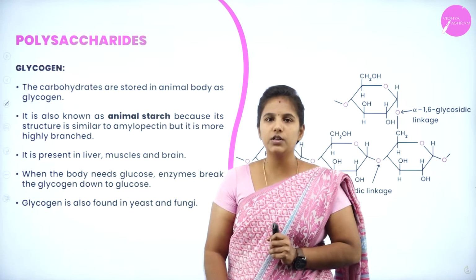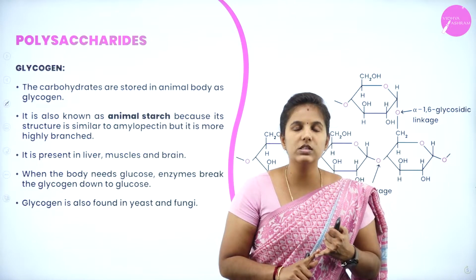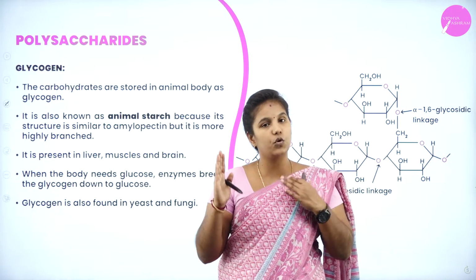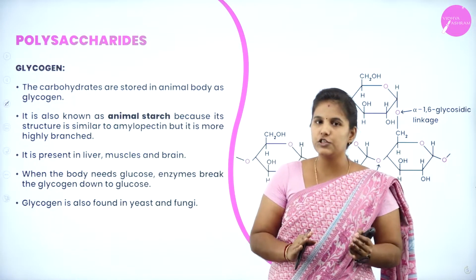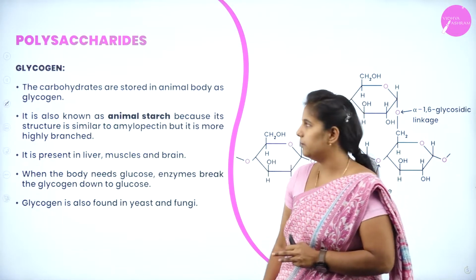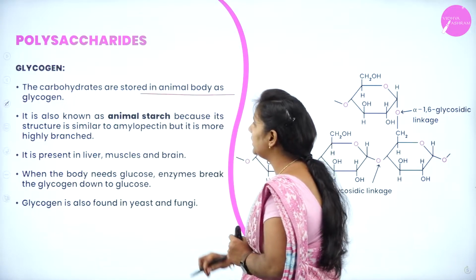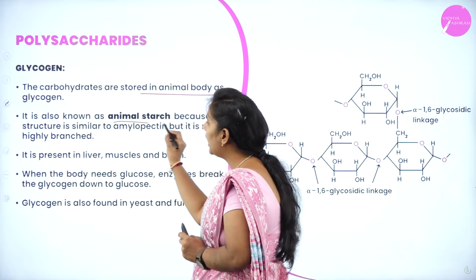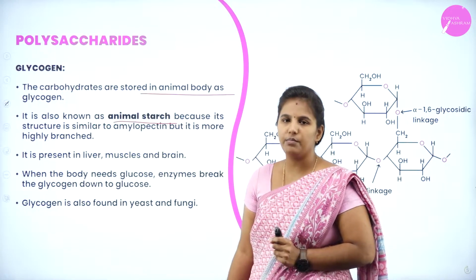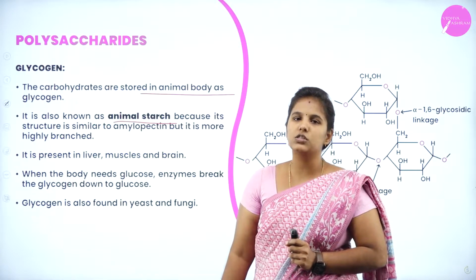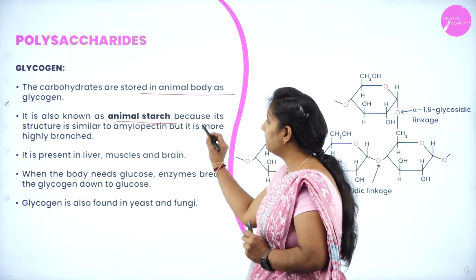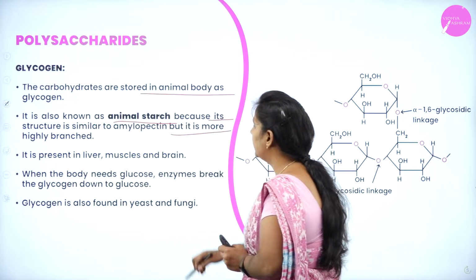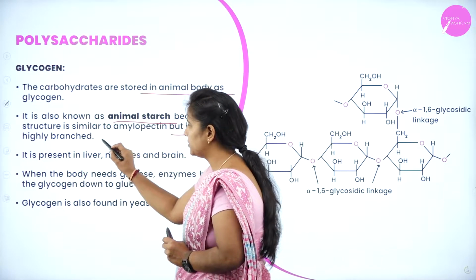So already we have understood that the cellulose is present in the plant cell, or you can say that it is exclusively present only in the plants, whereas glycogen is present only in the animals. Okay, it is stored mainly in the animal bodies as glycogen, and it is also known as animal starch. It is very important. So glycogen is also known as what? Animal starch, because the structure is similar to the amylopectin but more highly branched.